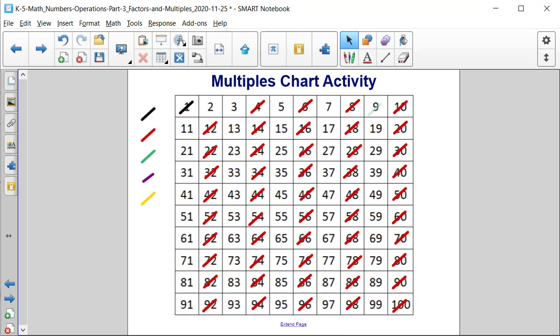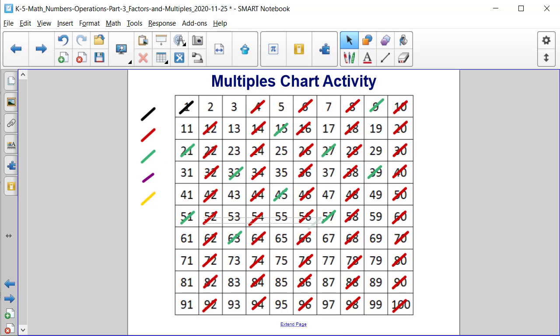So 6 is already crossed out, 9, 12 is already crossed out, so then 15, 18 is already crossed out, so then 21, 24 is already crossed out, so then 27 is next, 30 is already crossed out, so then 33, 36 is already crossed out, so 39 would be next. 42 is already crossed out, so then 45 would be the next one. 48 is already crossed out, so then 51. 54 is crossed out, so then 57 is next. 60 is crossed out, so then 63.